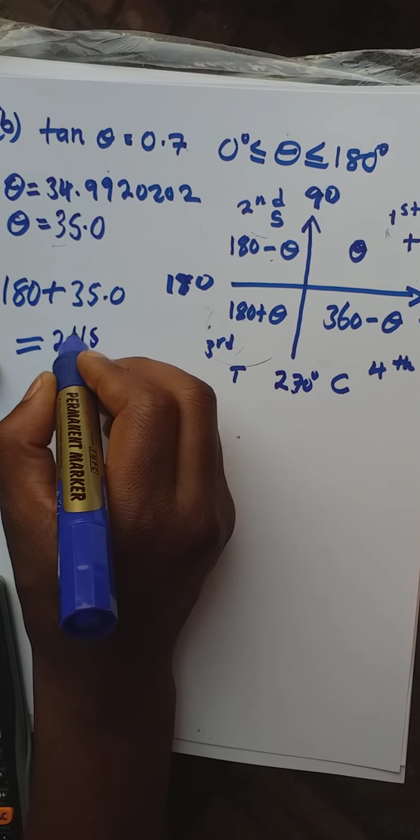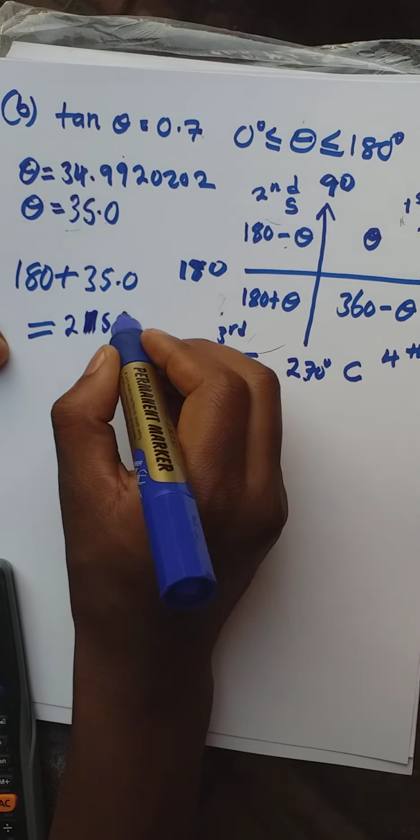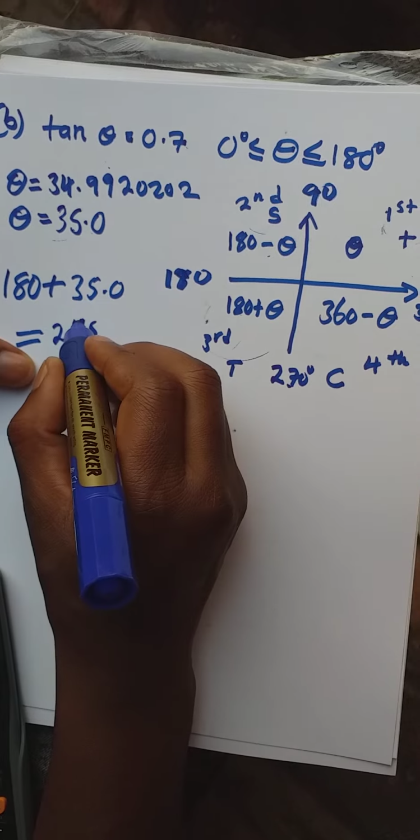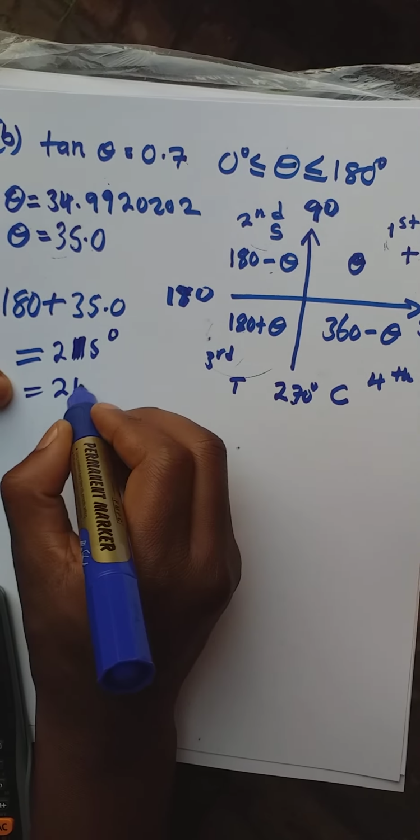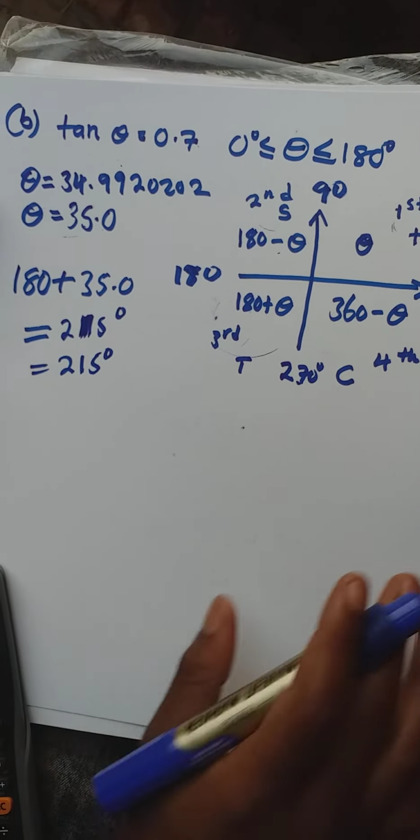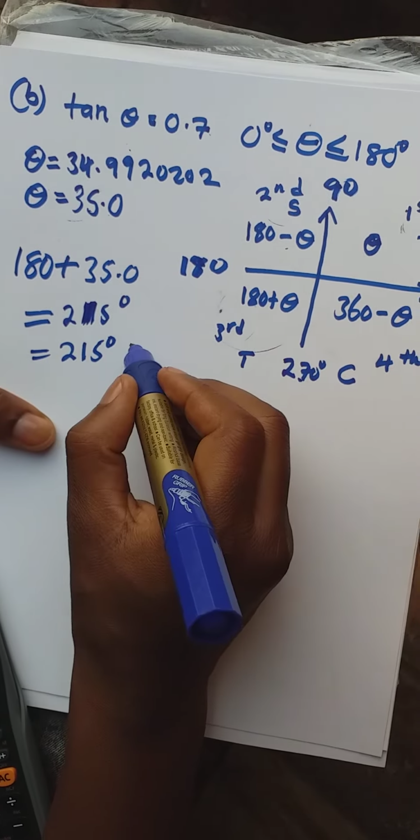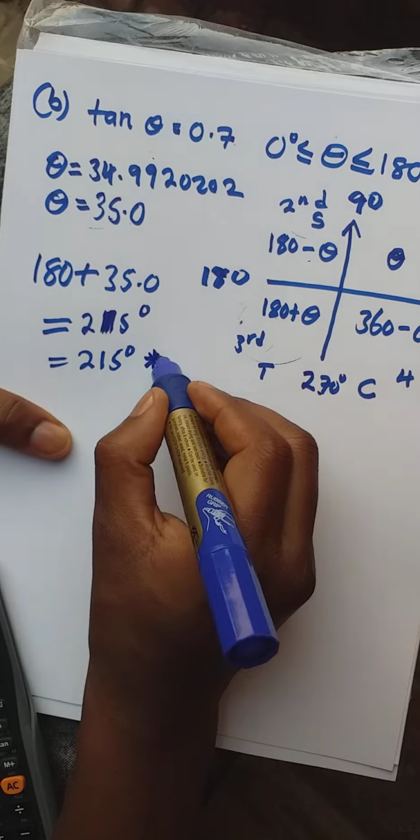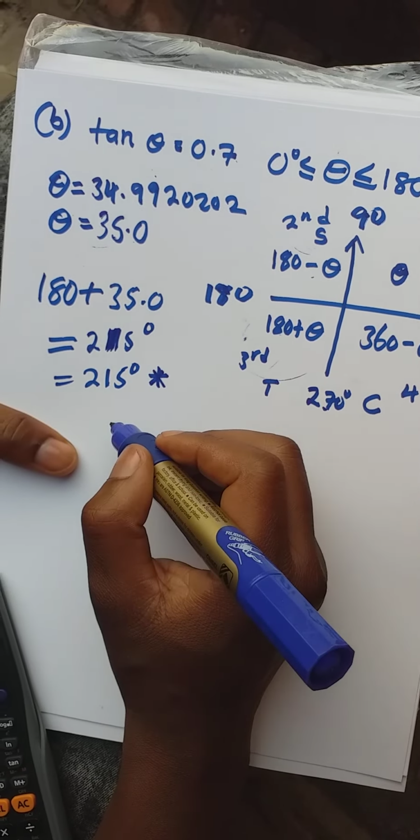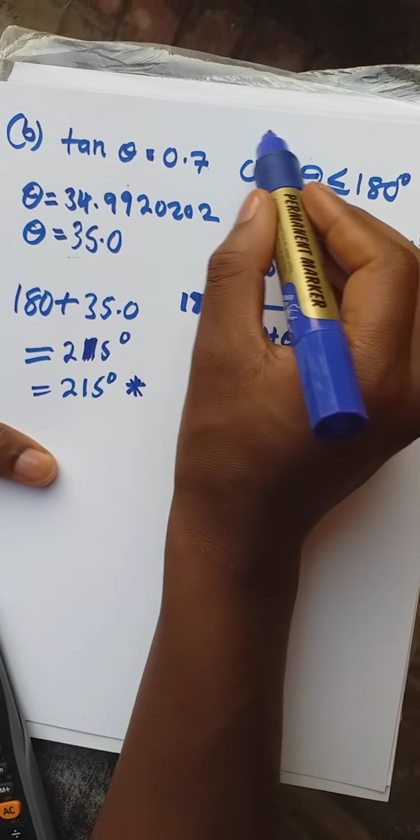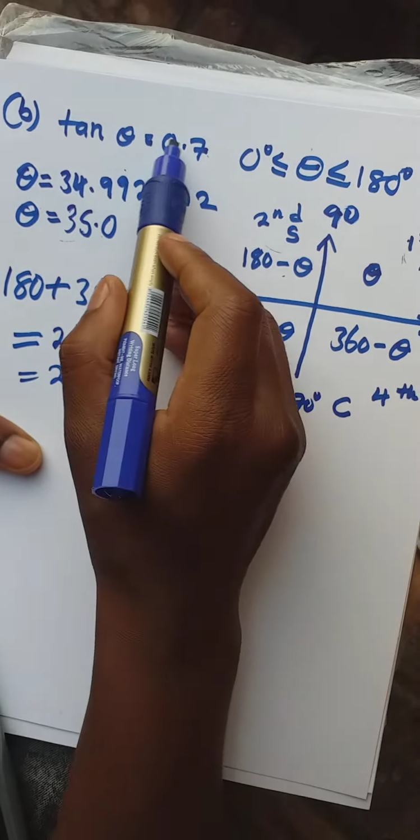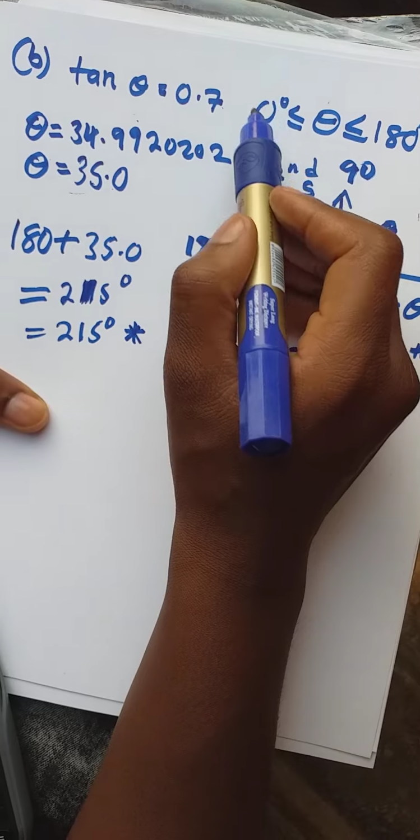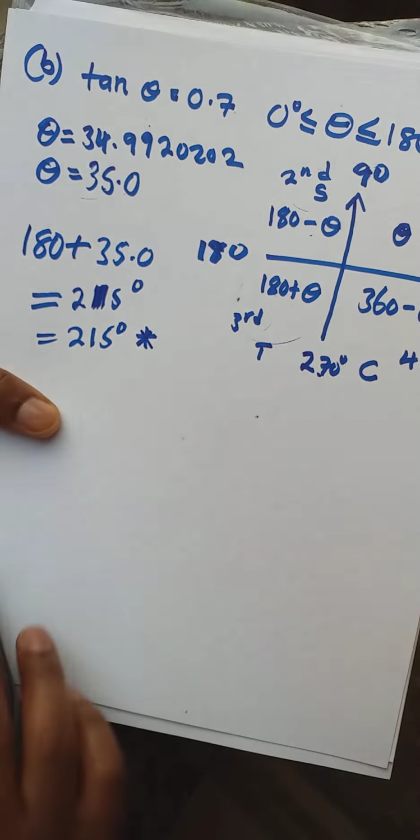215 degrees. Now there's a trick here. This is actually not part of the solution. The reason is that in our question, there's a boundary. They are saying they are only interested in those angles that will give you 0.7, but should be between 0 and 180.